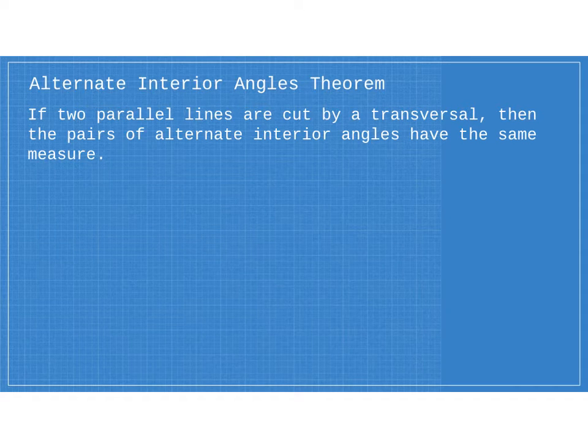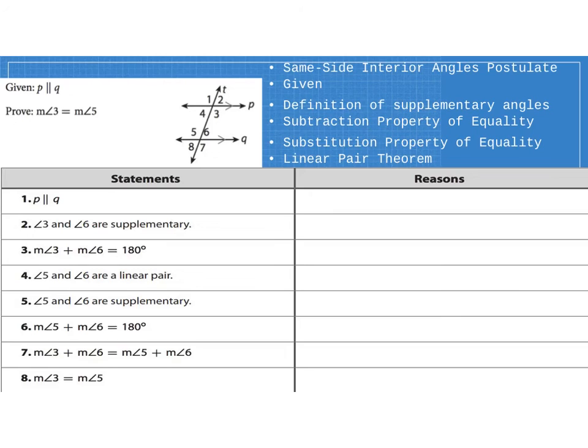All right, so the alternate interior angles theorem states if two parallel lines are cut by a transversal, then the pairs of alternate interior angles have the same measure. So we want to prove this. This is a two-column proof like we did in 14.1. So we are given that P is parallel to Q. So our first statement, our reason here is given. So that's that reason there.